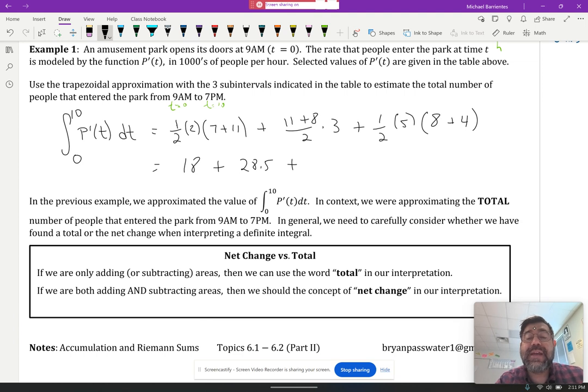And then here I have 1/2 times 5 times 8 plus 4, that's 12. So 1/2 of 12 is 6 times 5, that's 30. So I think that one is correct. This was, what did I say it was? 19 divided by 2, so that's 9.5 times 3. I think that'll work. Yes. And so now when I add these 3 together, I will get 4, 6, 7. I believe that's 76.5.